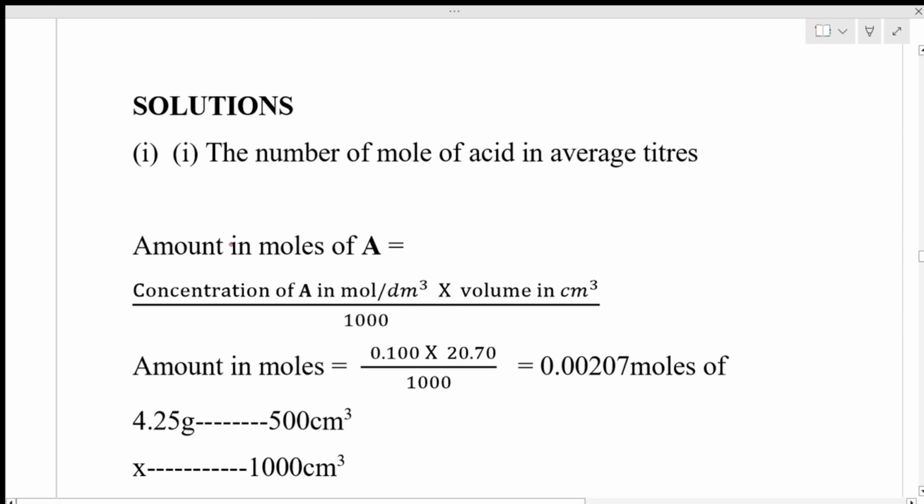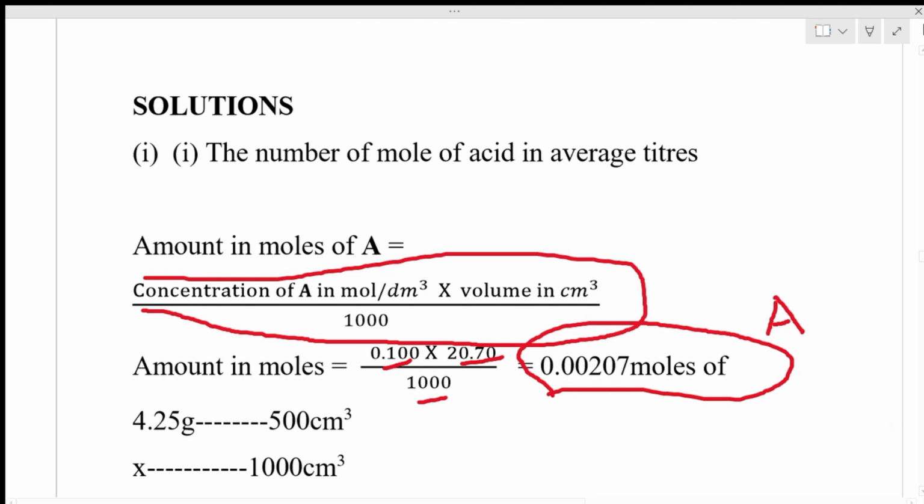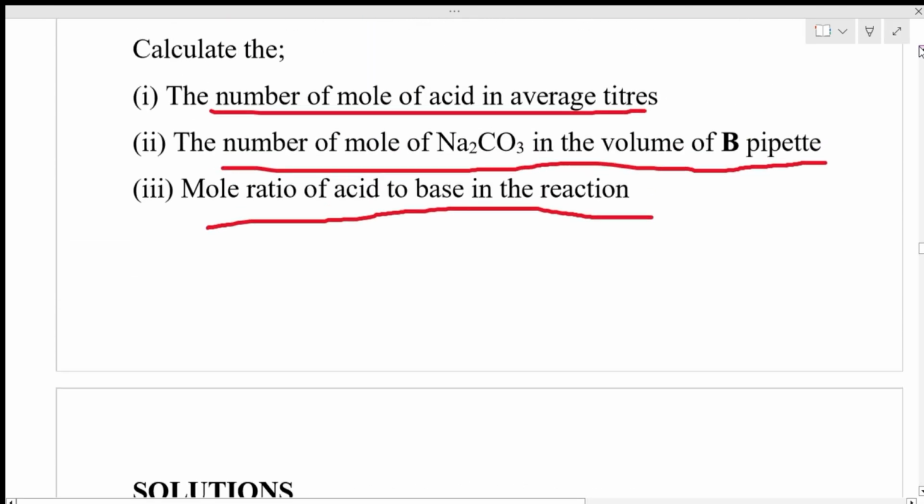The formula to use for number of moles is conc in mole per dm³ times volume over 1000. So my conc given is 0.100 times the volume of the acid, 20.7, over 1000. This gives me 0.0020 moles. Please pay attention. This is of A.